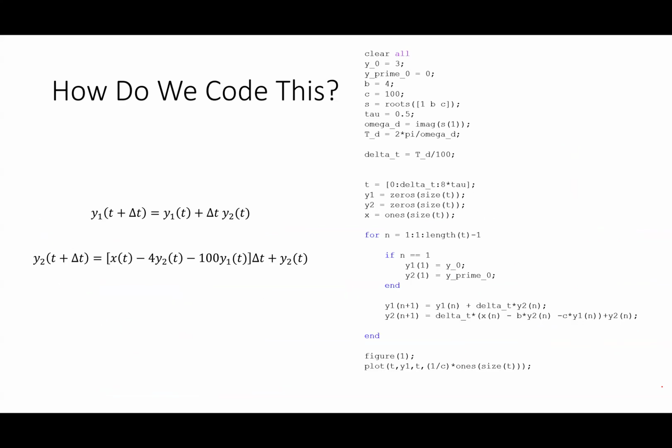All right, so what do I do? I write code at this point. Those are the two equations that we wrote. And what did I actually choose for my delta t here? I chose t sub d over 100. So my delta t was 0.006413 seconds. All right, so let's take a look at my code here.